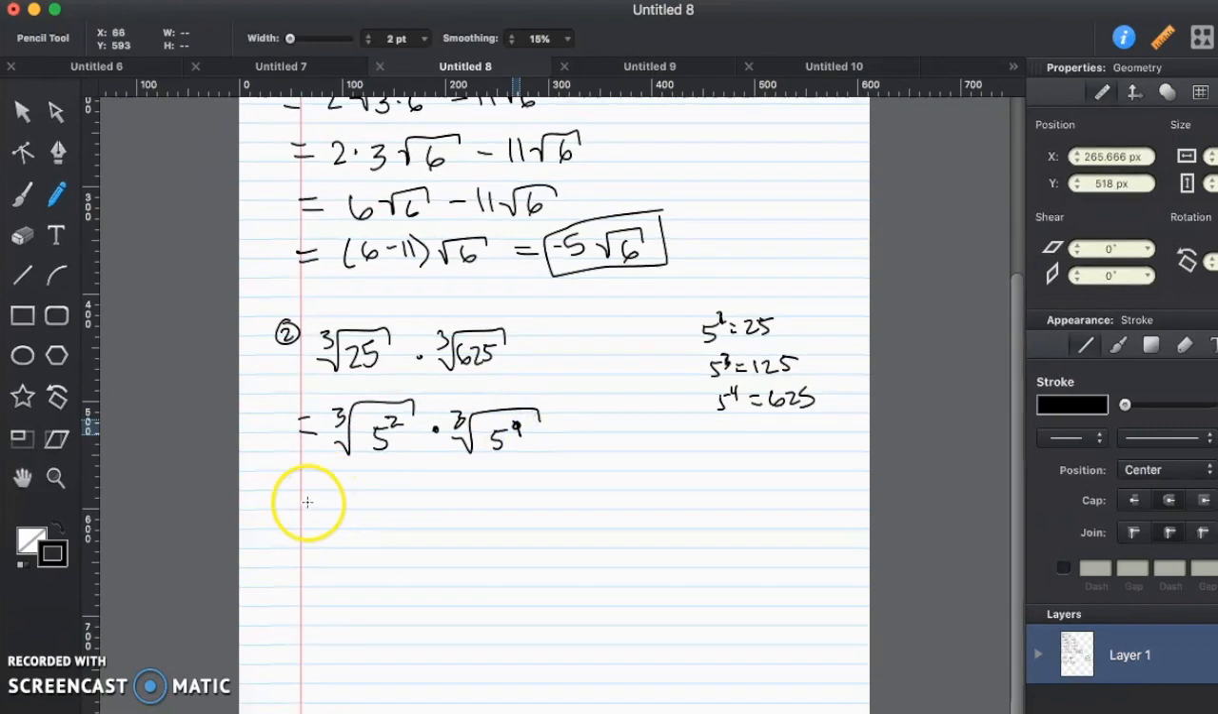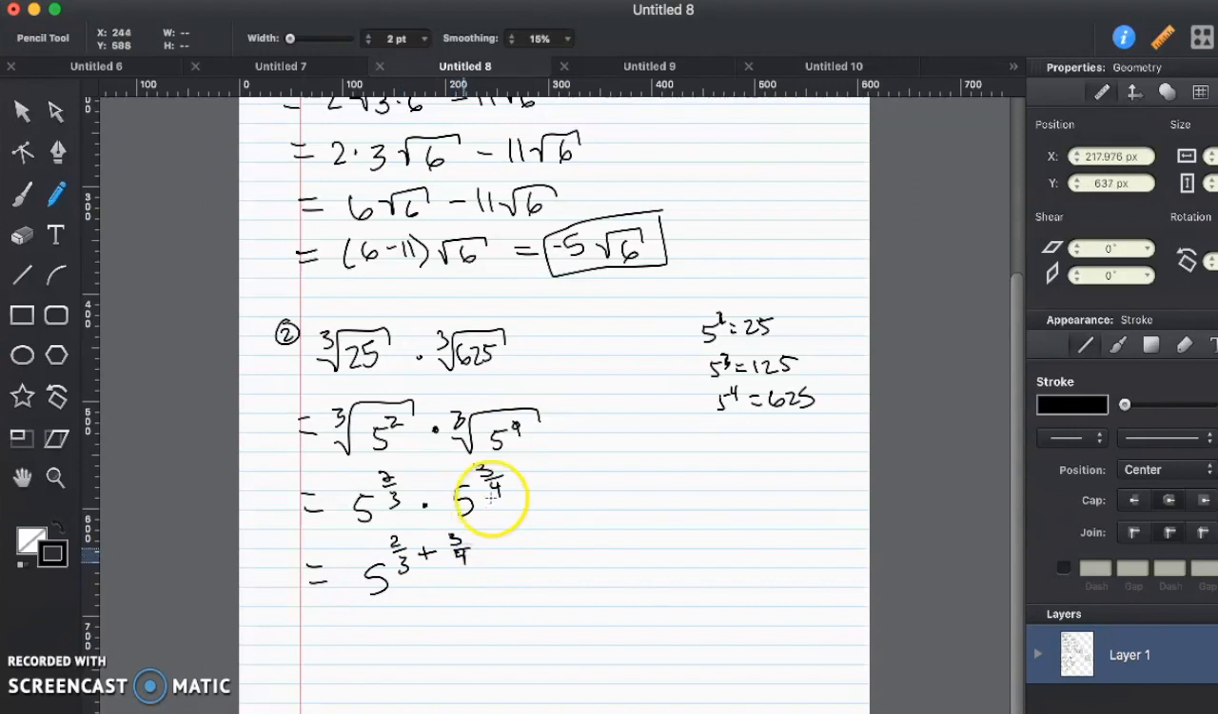Good. What I want to do now is use some of my rational exponent rules. I'm going to have 5 to the 2/3 multiplied times 5 to the 3/4. And what I did was change these from radical form to rational exponent form. And this is why this is so useful. Now that I have the same bases, and I know I'm multiplying said bases, I can add my exponents. So I'm going to have 5 to the 2/3 plus 3/4.